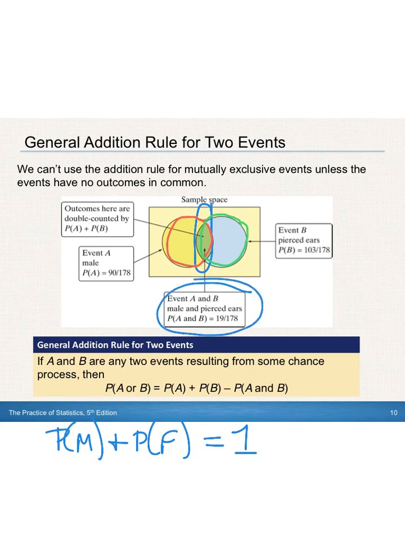And so if we wanted to find the probability, there's another way we could do it. We could find the probability of A or B, so we can add the probability of A, which is 90 over 178, and add it to the probability of B, which is 103 over 178, but we have to take away that overlap. We have to take away the 19 out of 178, and that would give you the probability of A or B.